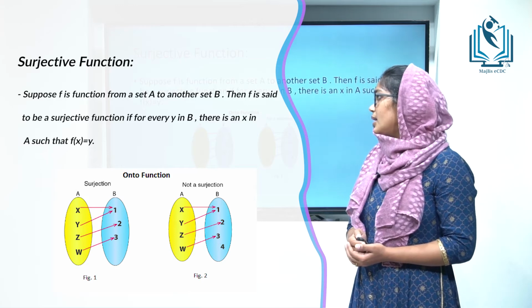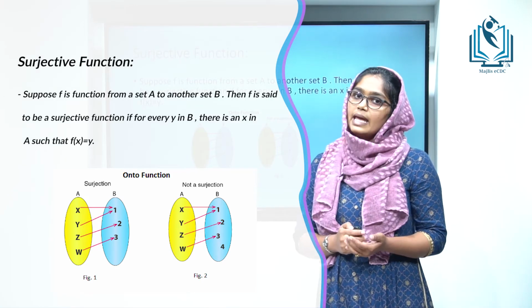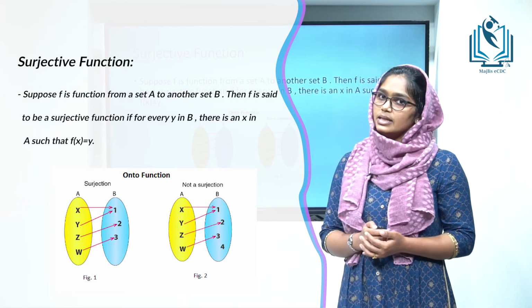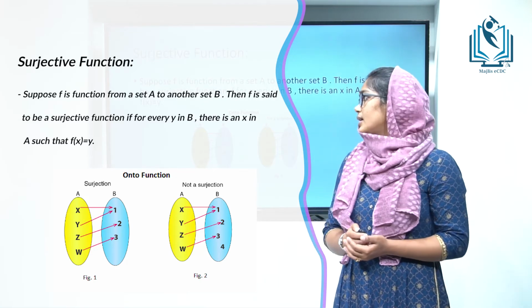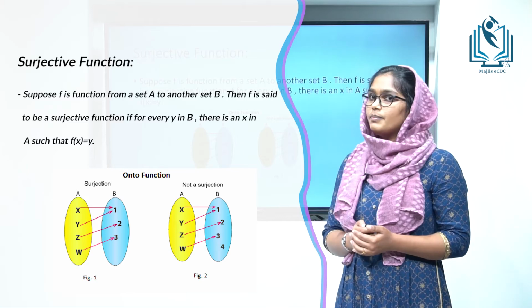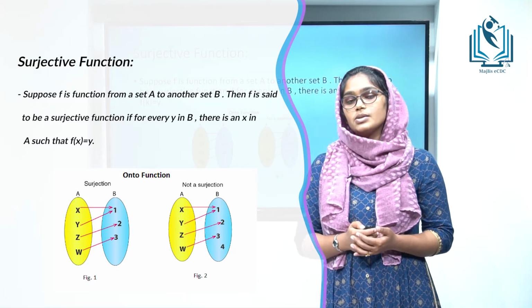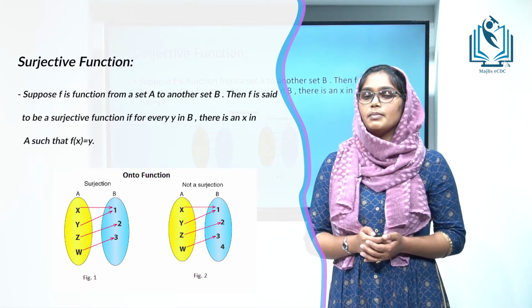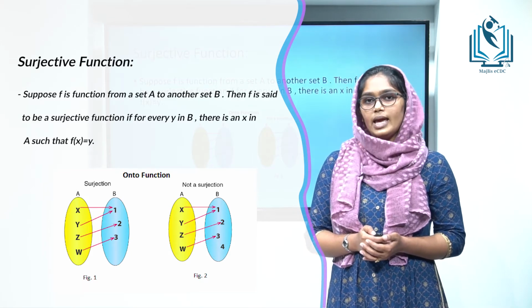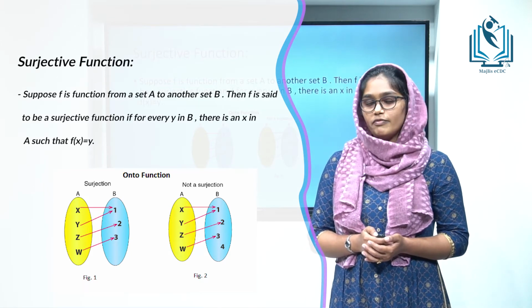Consider the example. Here the set A is {x, y, z, w} and set B is {1, 2, 3}. Here every element of B is the image of some element in A. So it is a surjective function.